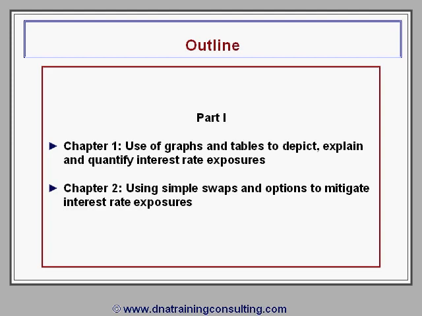Still in Part 1, Chapter 2 explains how basic interest rate swaps and options can be used to reduce or eliminate interest rate exposure, and how to explain the effect of such hedges by means of simple diagrams.